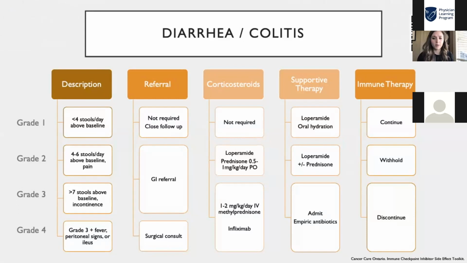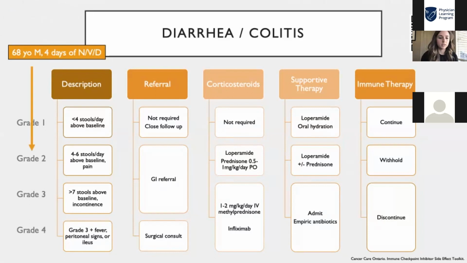So here's an example of a simplified version of one of the toolkits. So we'll walk through it together and use the case at the beginning of the presentation as an example. So as a reminder, we had a 68-year-old male who initially presented to the ED with 4 days of nausea, vomiting, and diarrhea. I don't know the specifics around his first presentation, but for example's sake, if we were to assume he was having 4 to 6 stools above his baseline, then he would potentially be considered as having a grade 2 adverse reaction to his immunotherapy.